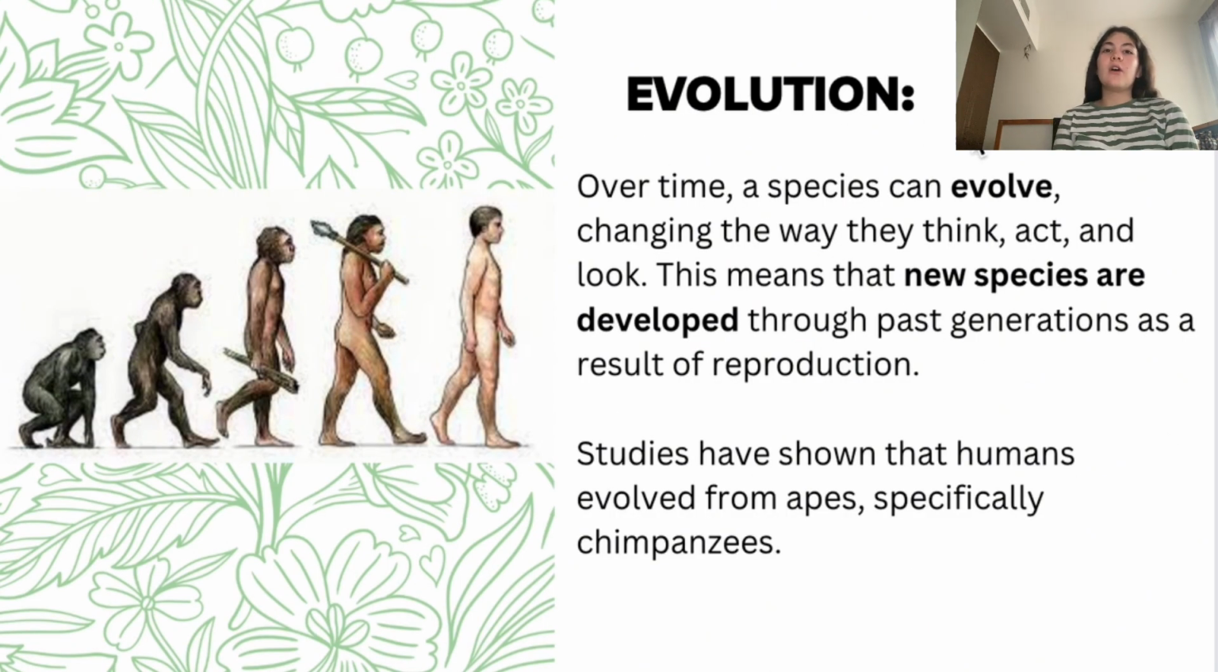Evolution. Over time, a species can evolve, changing the way they think, act, and look. This means that new species are developed through the past generations as a result of reproduction. This basically means that they change over a really, really long period of time. This is what evolution is. Studies have shown that humans evolved from apes, specifically chimpanzees.